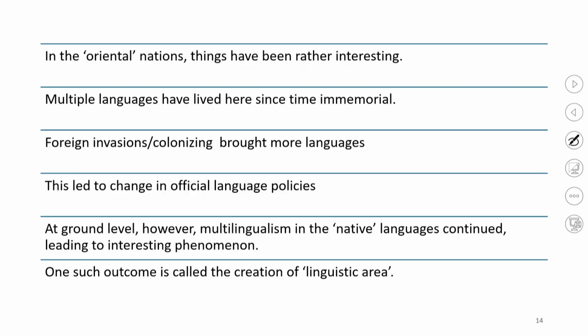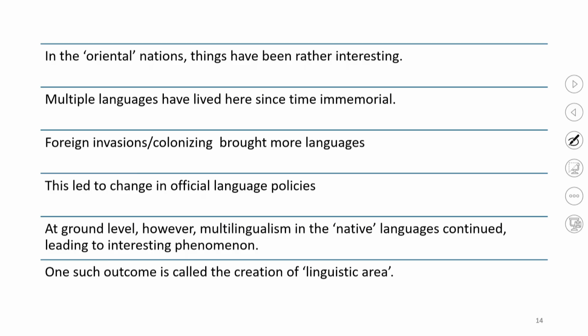In the Oriental nations, India and other countries, things have been very interesting because these countries have been multilingual for time immemorial and they have remained multilingual, that is most important. Over a period of time, we have not become monolingual, we have remained multilingual for a very long time. And not only that, we already had multiple languages and then foreign invasions and colonialism brought even more languages. As a result, it is a potpourri of different languages and different kinds of constructs. So, this led to various kinds of changes in official language policies.